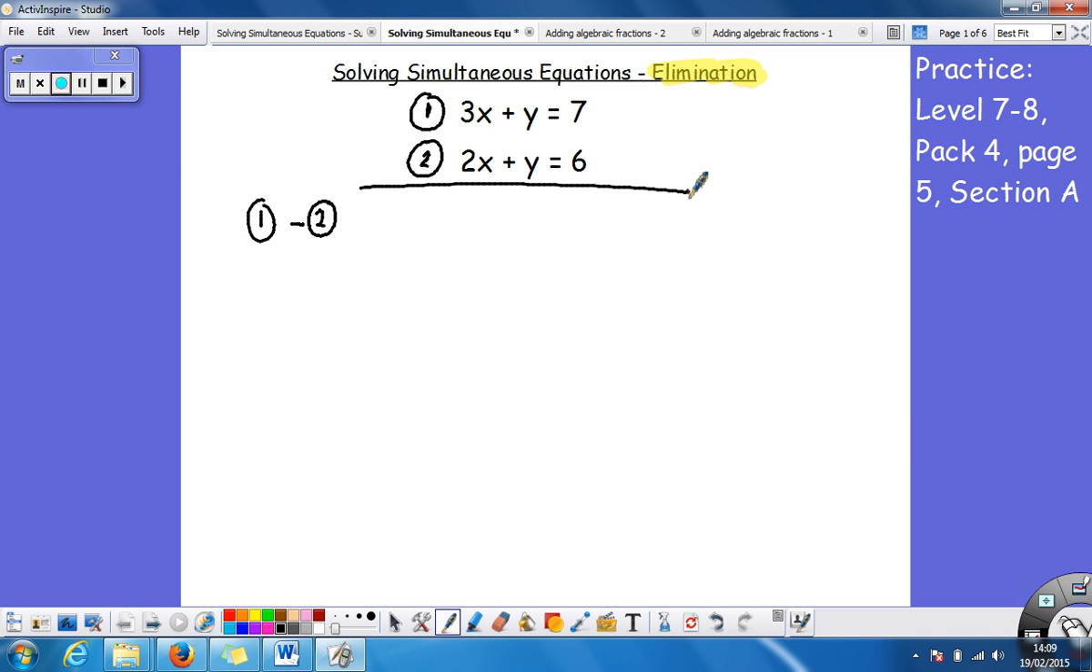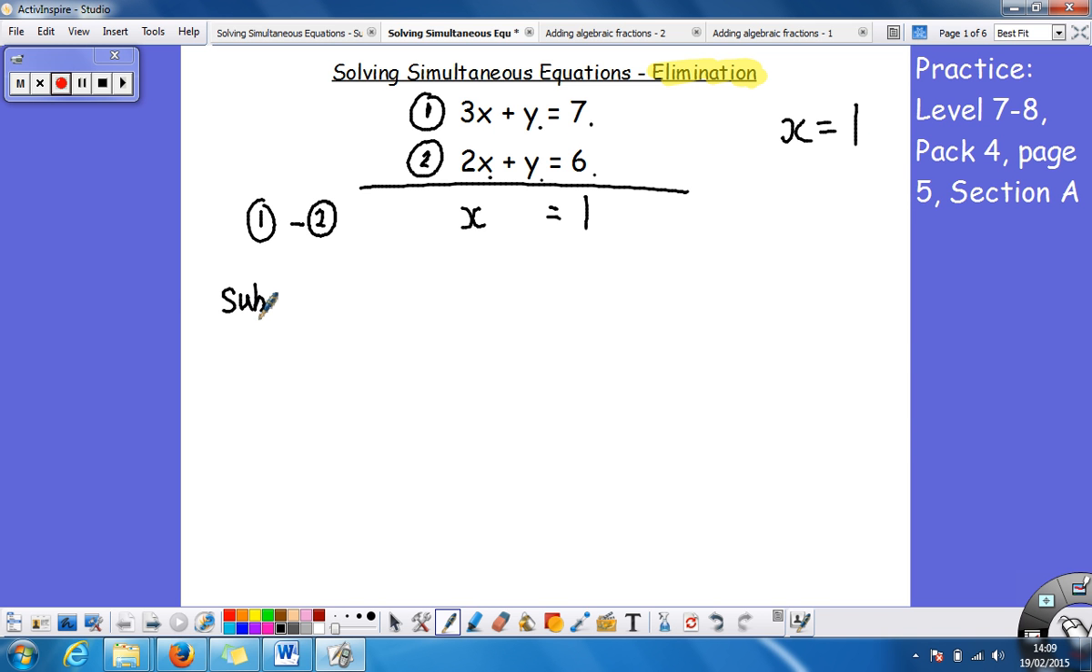So I'm going to do 3x take away 2x gives me 1x on its own. 1y take away another y gives me nothing. There's my equal sign. And 7 take away 6 gives me 1. So we have already found a solution for x in this equation. x equals 1. I'm going to write my solutions up here. x equals 1.